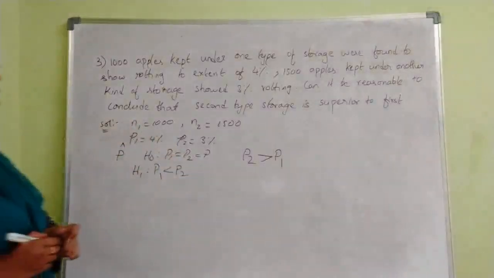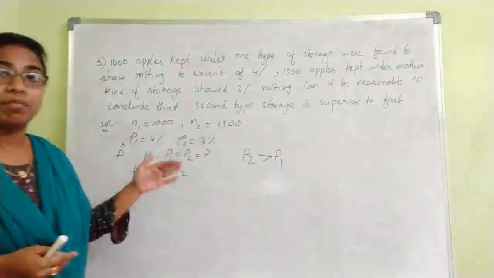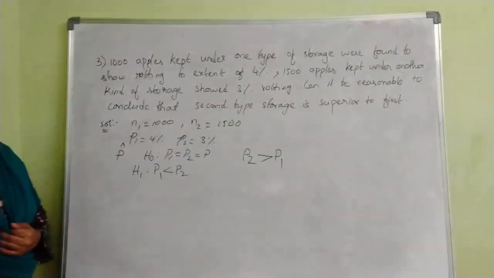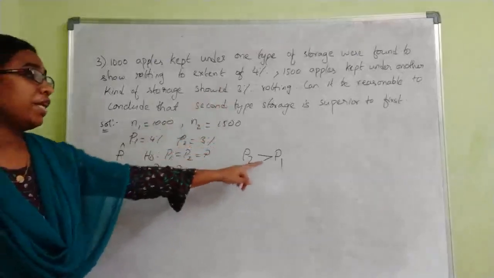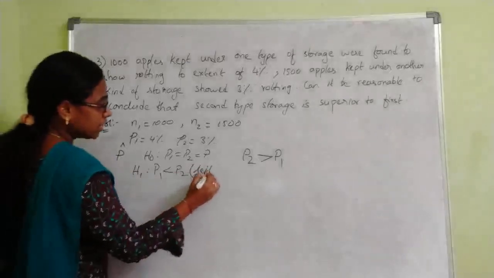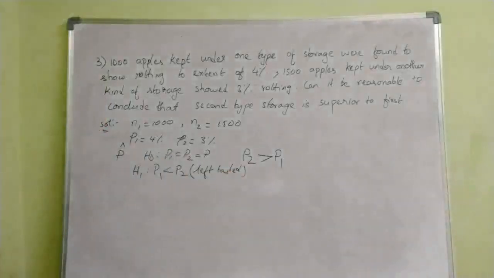Whenever you get the term superior, you consider superior means more, inferior means less. Based on the given question, you have to write the alternative hypothesis. Here second type is superior to first is given. That's why P2 is greater than P1. That implies that P1 is less than P2. So P1 less than P2 means it is a left tail test. Now use the test statistic, substitute the values, and give the proper conclusions for this question. We'll continue the remaining problems in our next class.